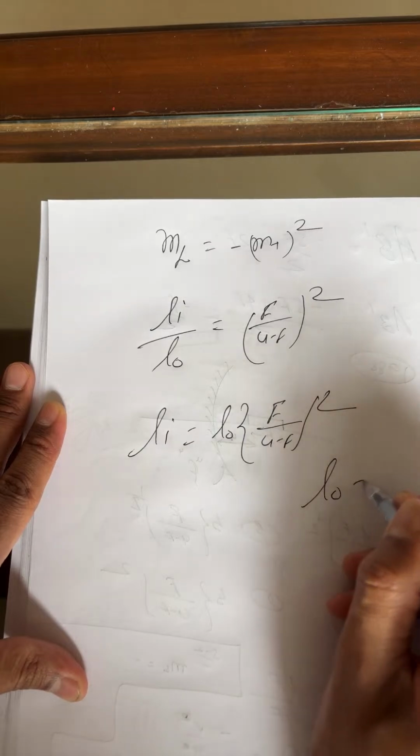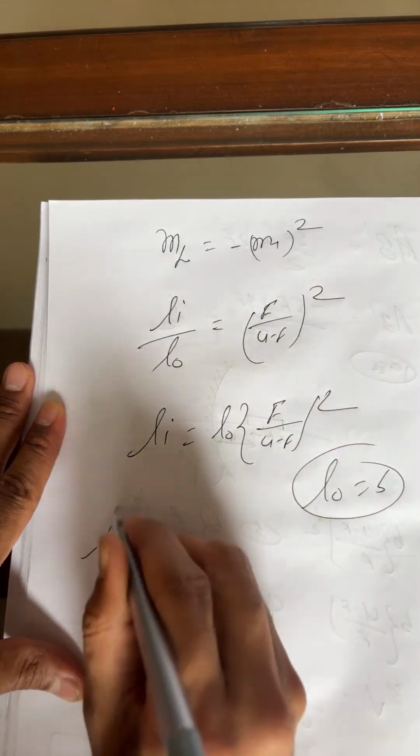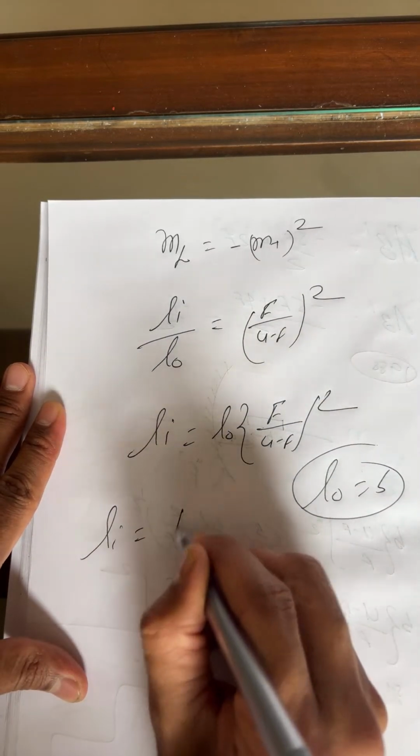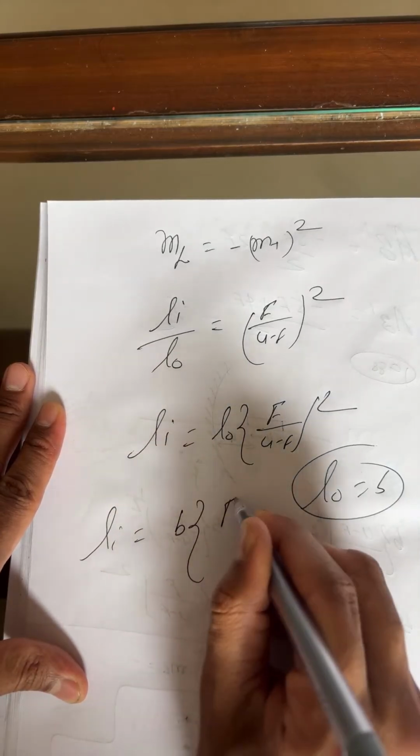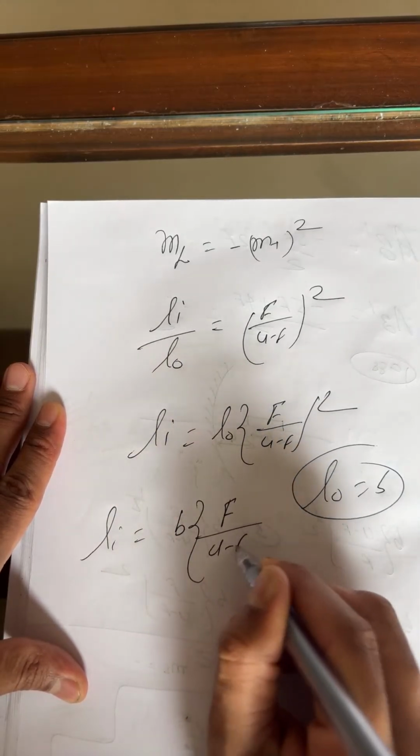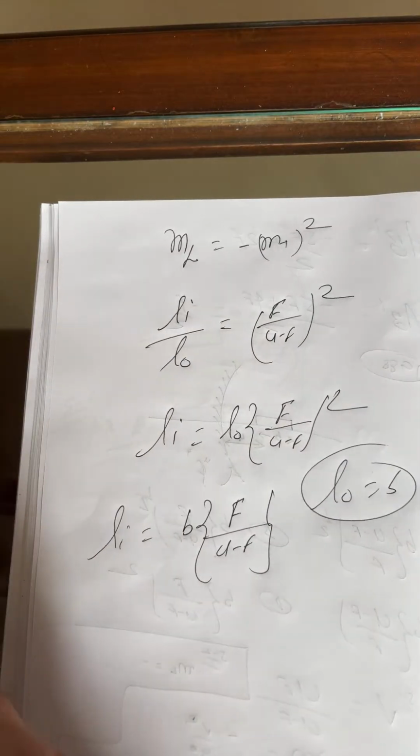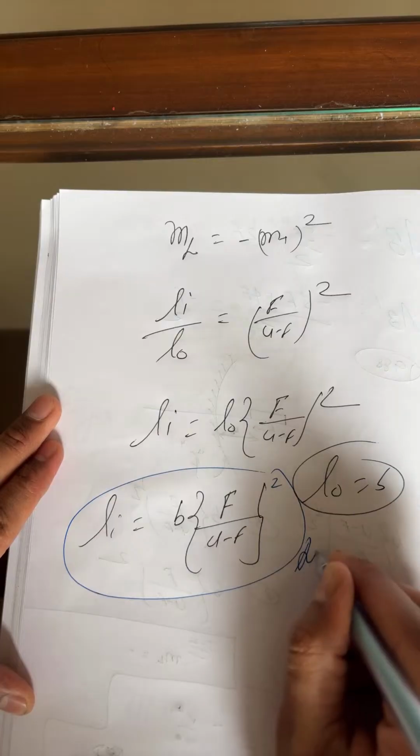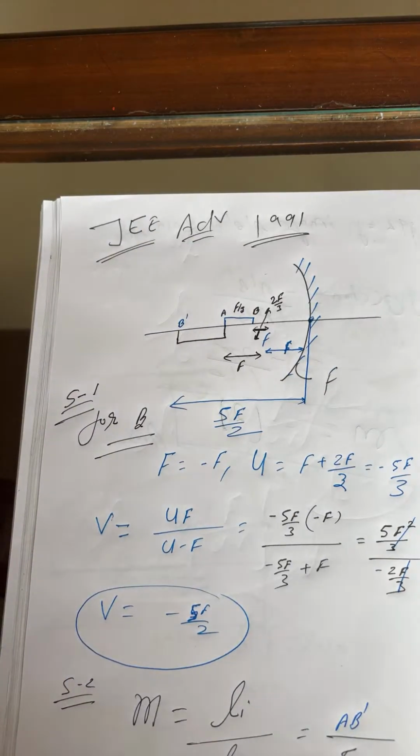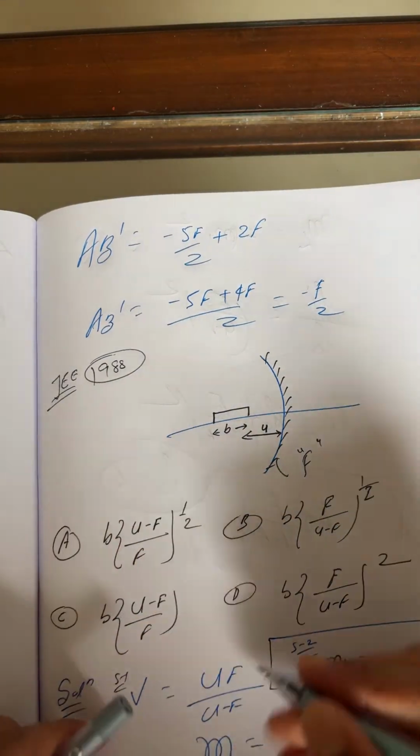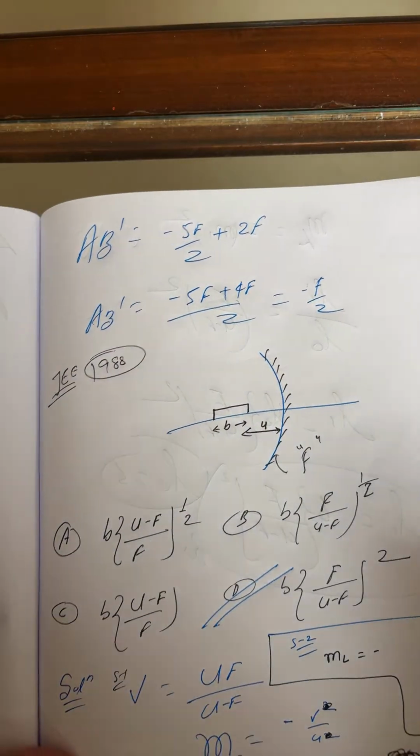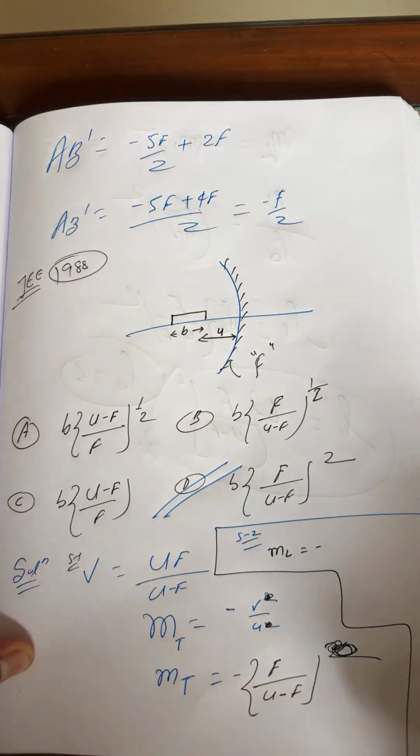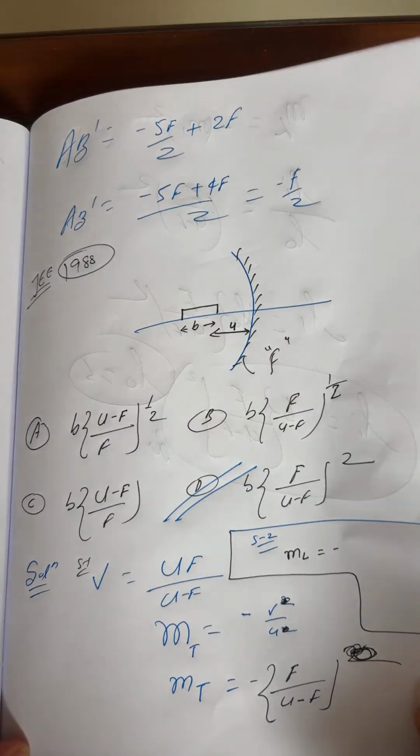Length of object mentioned, which is equal to V. So as answer you can report your answer: this is V into F upon U minus F whole square. So this is the answer of this question. Have a look at the options. Yes, D. That is the correct answer. So now let's move to our next question.